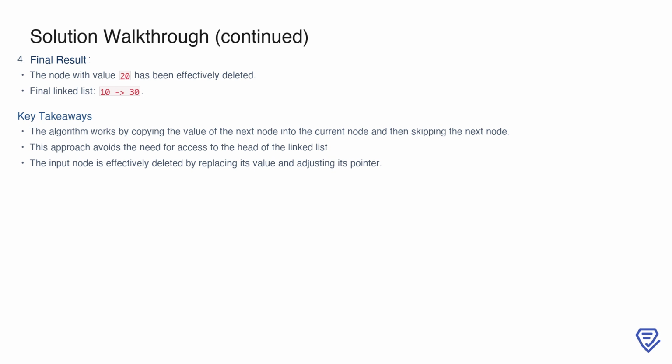To summarize, the algorithm for deleting a node in a linked list works by copying the value of the next node into the current node and then adjusting the next pointer of the current node to skip the next node entirely. This approach makes it possible to delete the node without needing access to the head of the linked list. By overwriting the input node's value and updating its pointer, the node is effectively removed from the list. This efficient method is especially useful when the head of the linked list is not accessible.